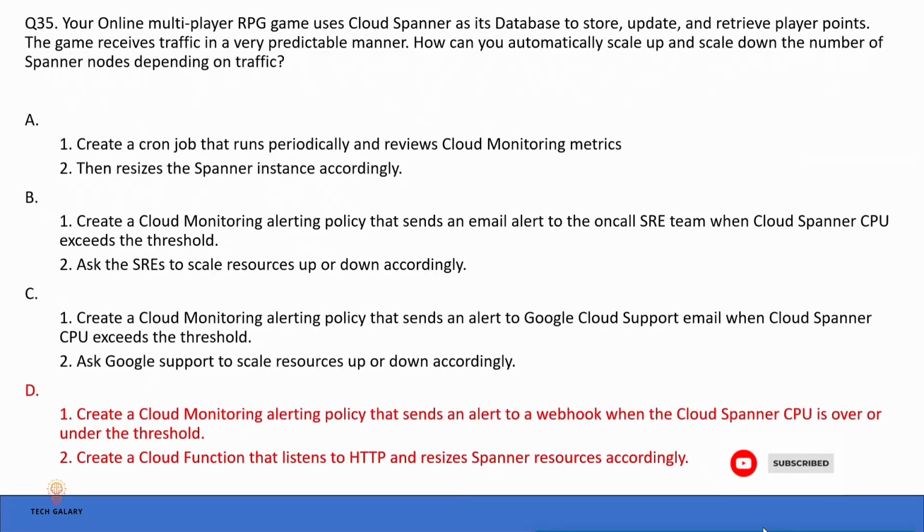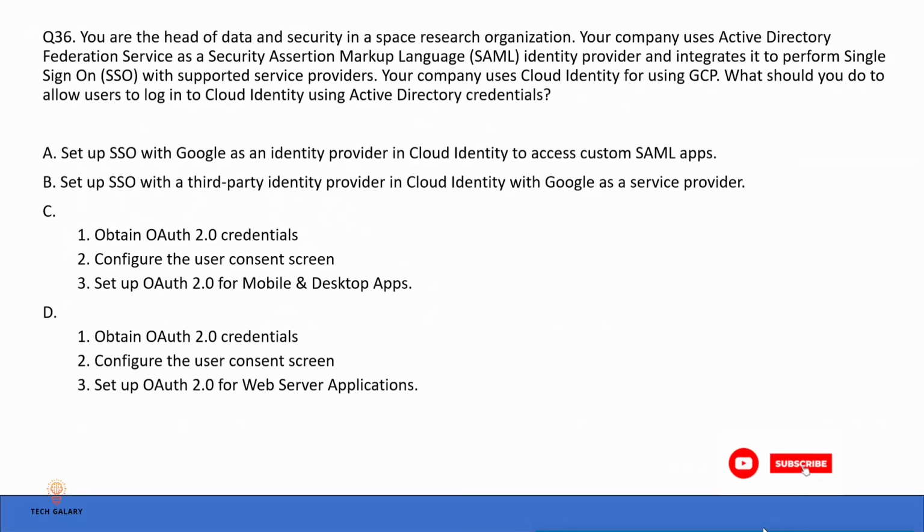Now let's proceed with question 36. You are the head of data and security in a space research organization. Your company uses Active Directory Federation Service as a security assertion markup language identity provider and integrates it to perform single sign-on with supported service providers. Your company uses cloud identity for using GCP. What will you do to allow users to log into cloud identity using Active Directory credentials? These are the options available. And the correct answer is option B.